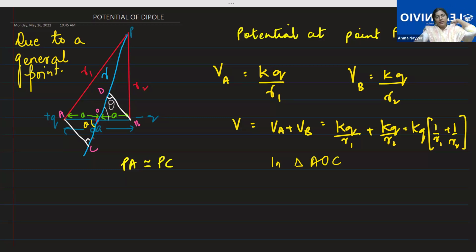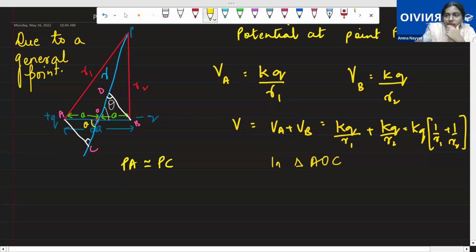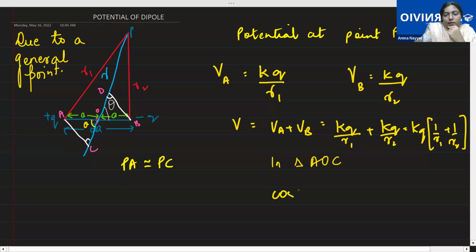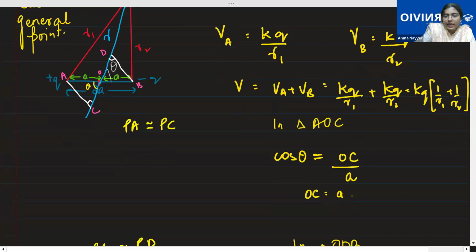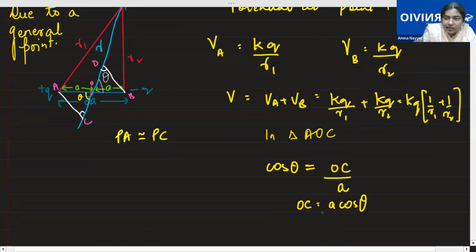In triangle AOC, Afrina, can you just tell me, if I have this triangle AOC, what will be the value of cos theta? AC by OC. Theta is this. Base will be the adjacent. OC by hypotenuse, this small a. OC is equal to A cos theta. Clear?